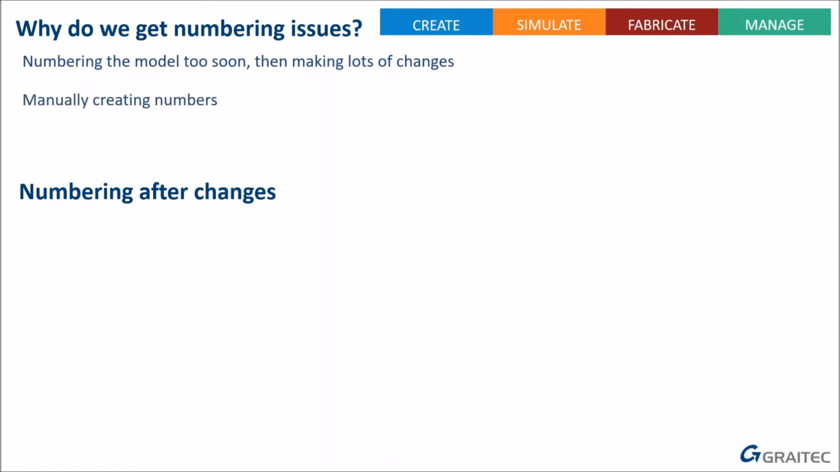Manually creating numbers: you should never ever manually type numbers into the system, because the system hasn't had the opportunity to decide what's the same and what's different. And then making changes after the numbering has been run.